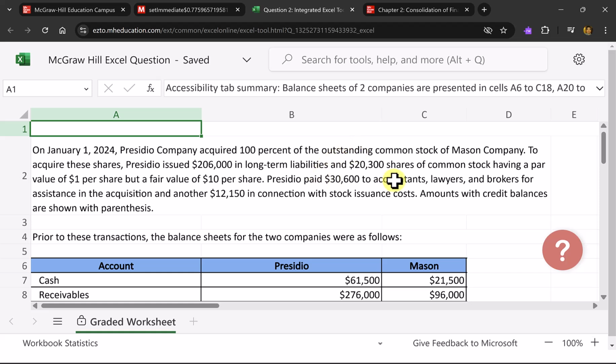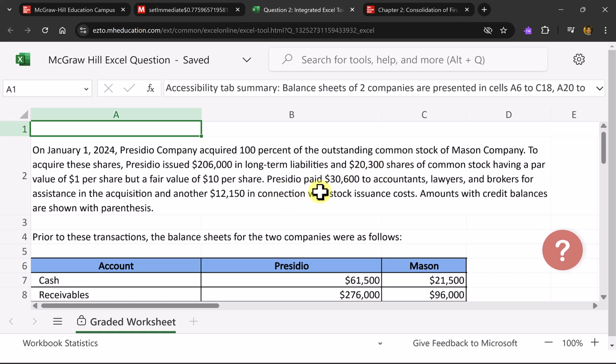In addition to that, 20,300, it should leave off the dollar sign here. It's not dollars, but 20,300 shares of common stock. We're giving that also to the owners of Mason. And our stock has a par value. Our meaning Presidio stock has a par value of $1, but it's worth $10. So we know that extra amount we're getting, that difference of $9 per share, that's additional paid-in capital. Yeah, $1 of common stock par value and $9 more per share of additional paid-in capital for 20,300 shares.